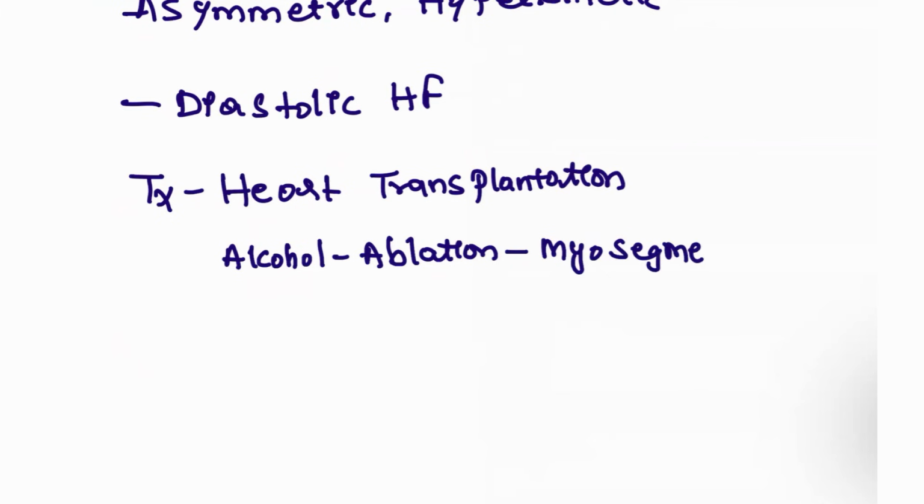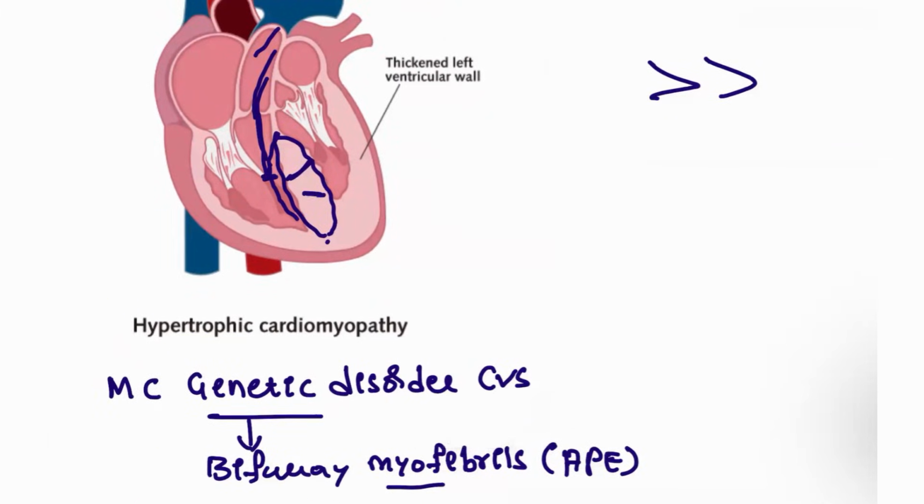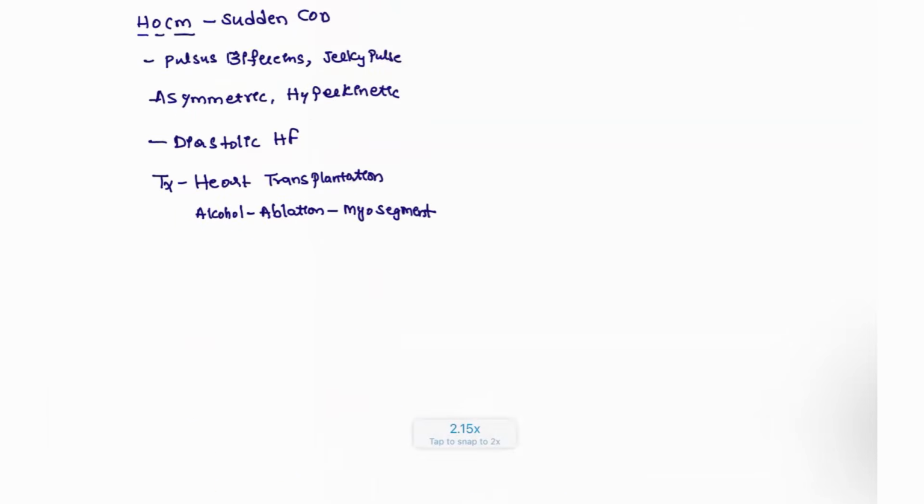Okay, so how can that be done? Here you can see this is completely hyperkinetic, right? If it keeps on moving, we can ablate this with the help of alcohol, so that the movement will decrease and the obstruction chances will decrease in this patient. And the supportive treatment will be beta blockers. You can give beta blockers to decrease the heart rate.